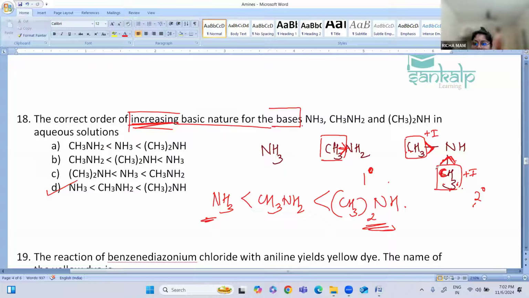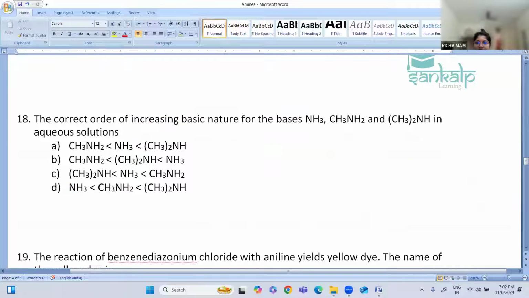Because the methyl group is an electron donating group, in secondary amines the number of methyl groups is 2. So the plus I effect will be more. So secondary methylamines are more basic in nature than primary, and then ammonia. So yes, option D is the answer. Next question.